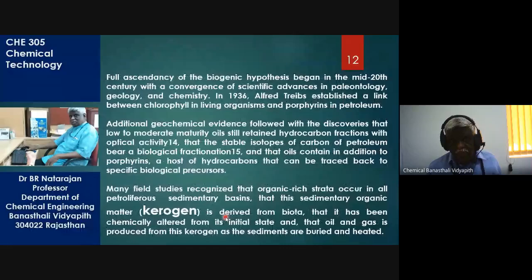So keep in mind, the full ascendancy of the biogenic hypothesis began in the mid-20th century with the convergence of scientific advances in paleontology, geology, and chemistry. In 1936, Alfred Treibs established a link between chlorophyll in living organisms and porphyrin in petroleum. Remember, all plants have chlorophyll with which photosynthesis is done. And crude oil has porphyrin. And porphyrin is similar to chlorophyll. So this is one way to say that, yes, porphyrin in petroleum must have something to do with chlorophyll in the plant from where it formed.